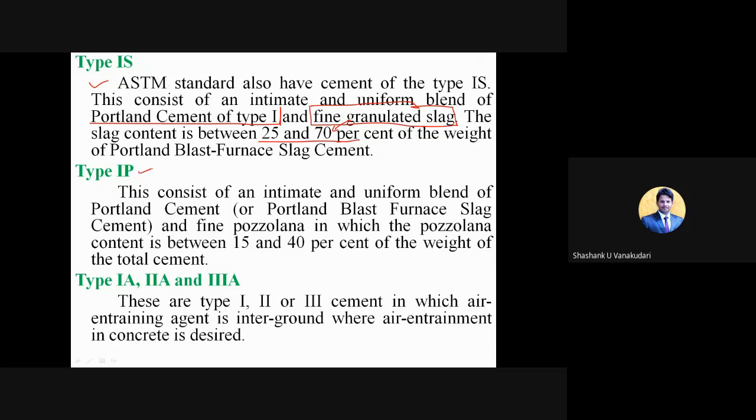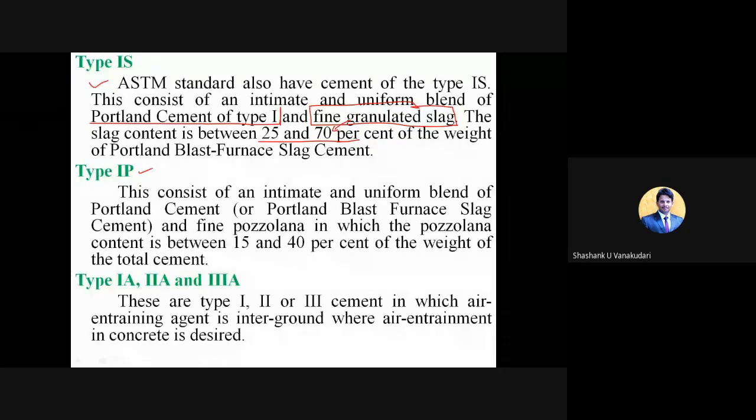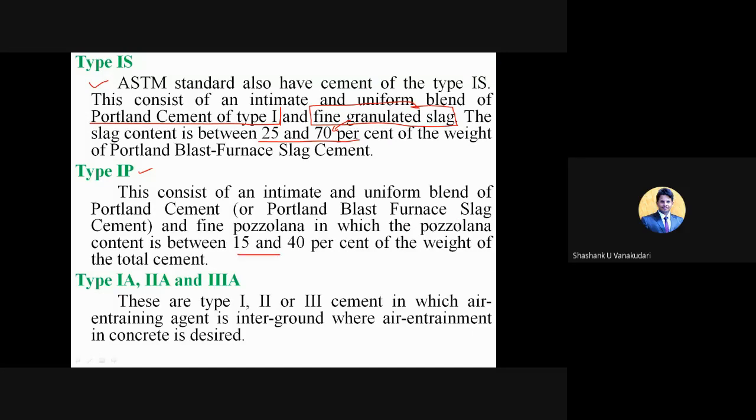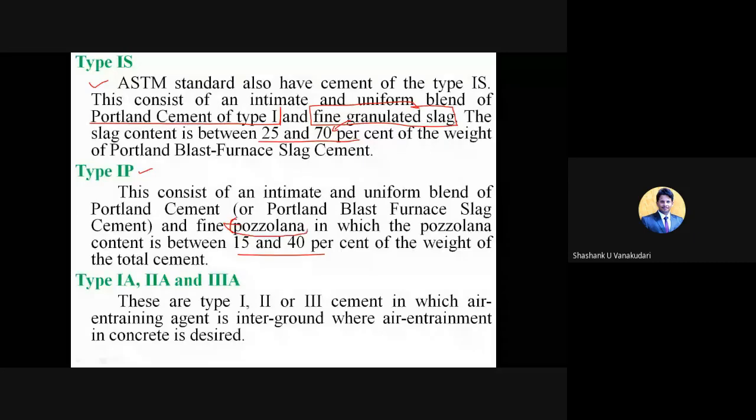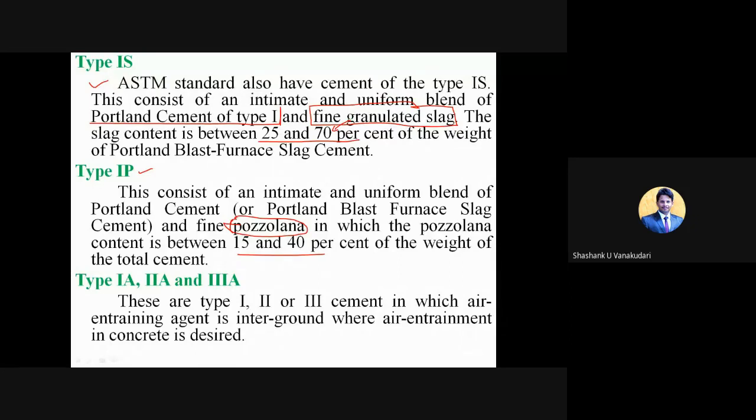The next cement is considered type IP, and this consists of an intimate and uniform blend of Portland cement or Portland blast furnace slag cement and fine pozzolana, in which the pozzolana content is between 15 to 40% of the weight of the total cement. The term pozzolana may be new to you. Pozzolana is something that comes in the form of ash. It's like a byproduct released from several industries, and it comes in the form of ash.